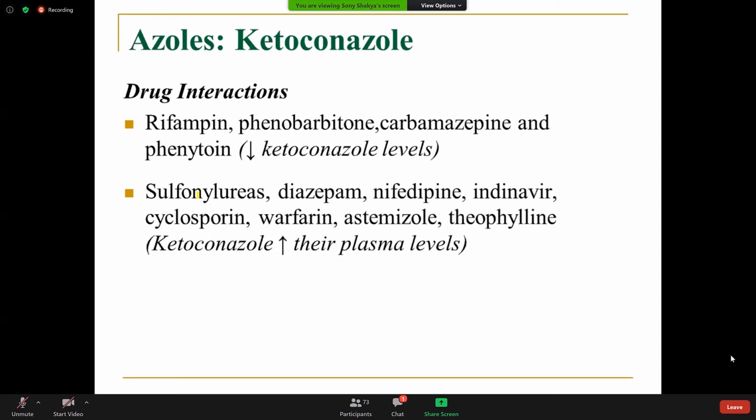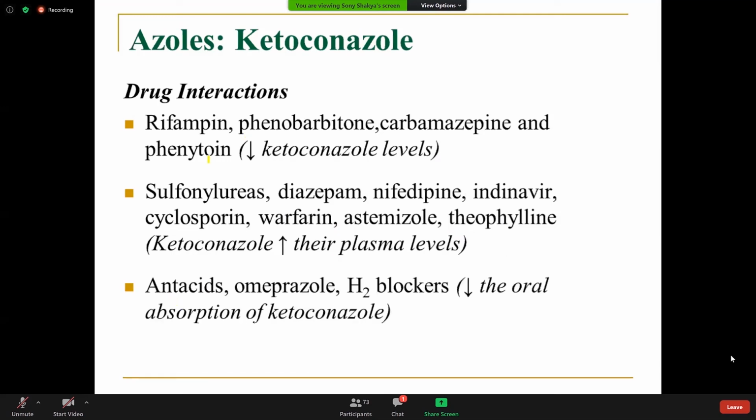Okay. So if a sulfonylurea, which is an anti-diabetic drug, is given along with ketoconazole, then maybe ketoconazole will be displaced from its binding site and its level will increase. So some kind of interaction takes place. Warfarin is also a very good example. Soon you are going to study it in hematopoietic drugs. Antacids, you can choose any one of them. I have put several so that you have some choice.